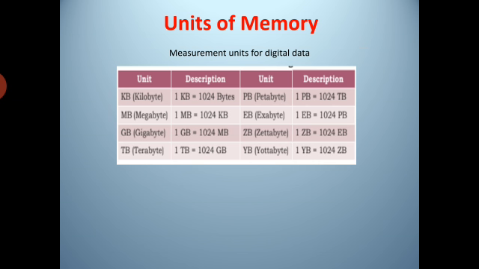A computer system uses binary numbers to store and process data. The binary digits 0 and 1, which are the basic units of memory, are called bits. Further, these bits are grouped together to form words. A 4-bit word is called a nibble and an 8-bit word is called a byte. There are other measurement units for digital data which are displayed on the screen.